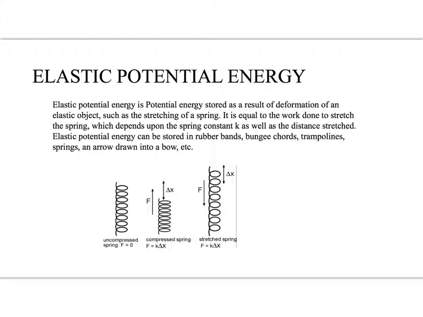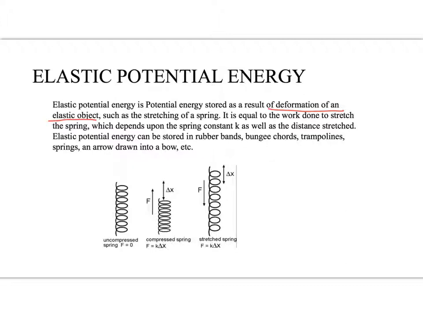Another form of potential energy is the elastic potential energy. It's the potential energy stored as a result of deformation of an elastic object, such as stretching of a spring. It is equal to the work done to stretch the spring, which depends upon the spring constant k as well as the distance stretched. Elastic potential energy can be stored in any elastic objects: rubber bands, bungee cords, trampolines, springs, and a rod bent into a bow, etc.